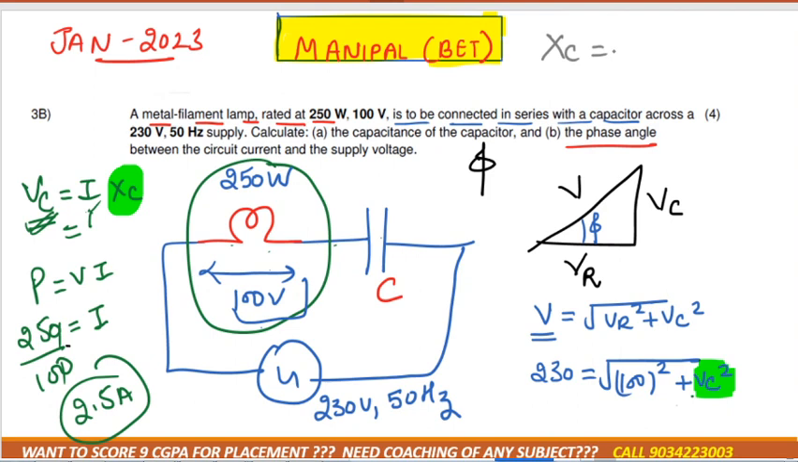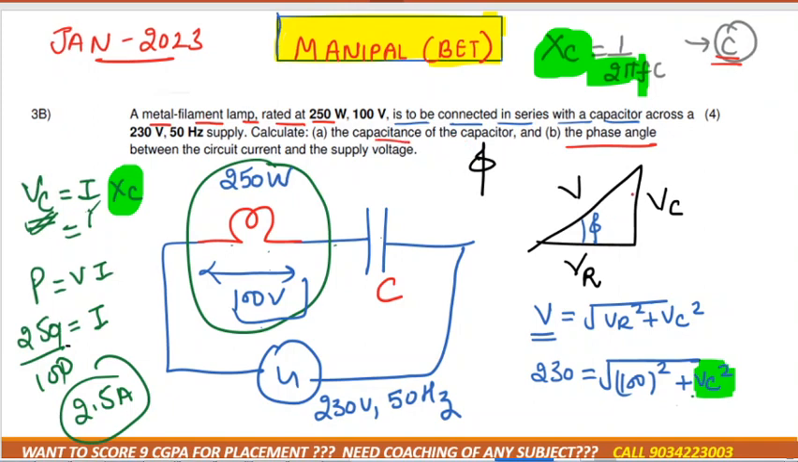Okay, now XC is 1 over omega C, by F. Now we know, after solving it, we get this value over here, that is what they have asked, right?